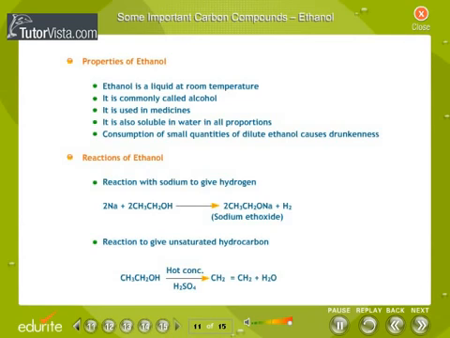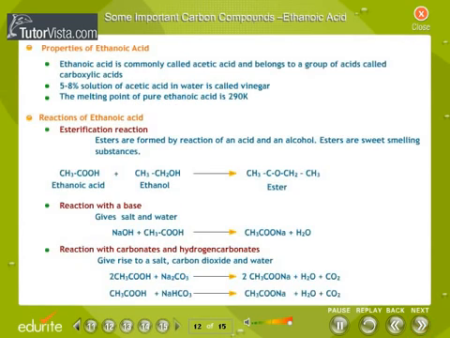Some important carbon compounds, ethanol. Some important properties and reactions of ethanol are outlined here. Read through to understand. Some important carbon compounds, ethanoic acid. Some important properties and reactions of ethanoic acid are outlined here. Read through to understand.